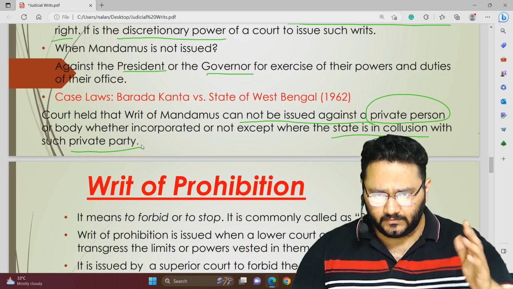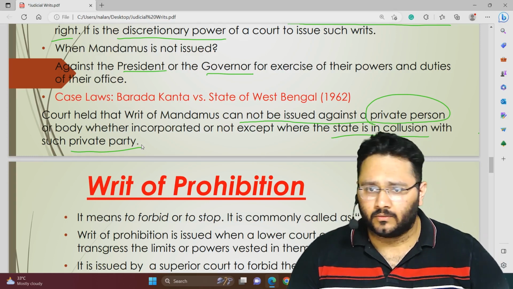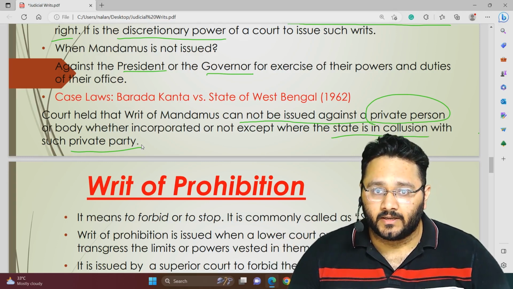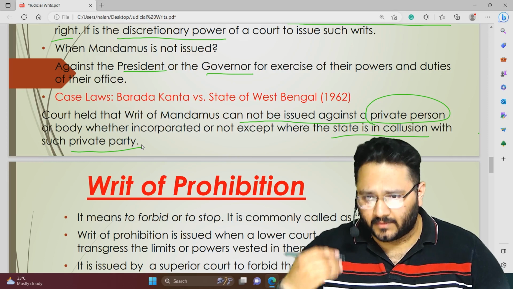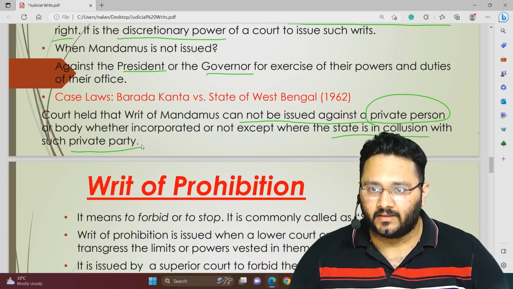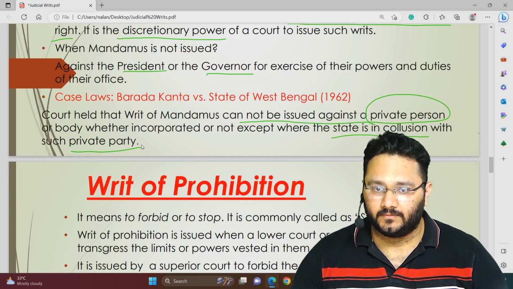Suppose गवर्नमेंट ने किसी को कॉन्ट्रैक्ट दिया, किसी प्राइवेट प्लेयर को, किसी कॉन्ट्रैक्टर को कॉन्ट्रैक्ट दिया कुछ बनाने के लिए, कोई बिल्डिंग या ब्रिज, ठीक है, और वो उसको उस काम को टाइम पे नहीं कर पा रहे हैं, तो इस केस के अंदर इशू हो सकती है रिट अगर उस काम में स्टेट भी एक पार्टी है.